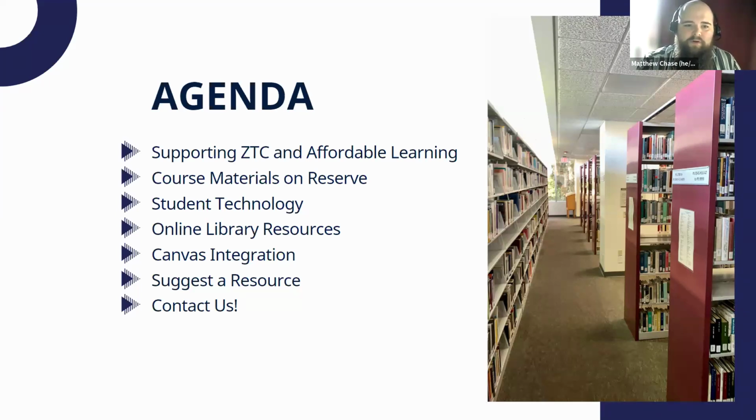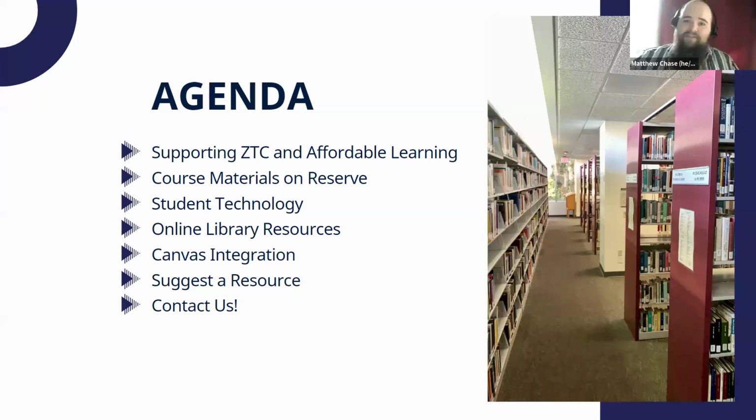And then we'll also go over those online library resources. So in addition to all these physical components, we have a vast electronic collection spanning databases, streaming media, and ebooks as well. And then we'll also touch on how you can integrate those online resources into Canvas. There's been a couple of little updates with that, but luckily I'll be able to guide you through that process.